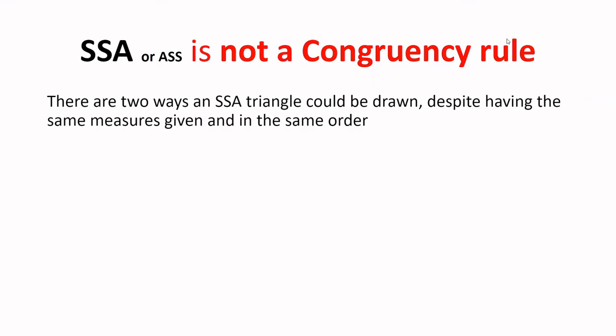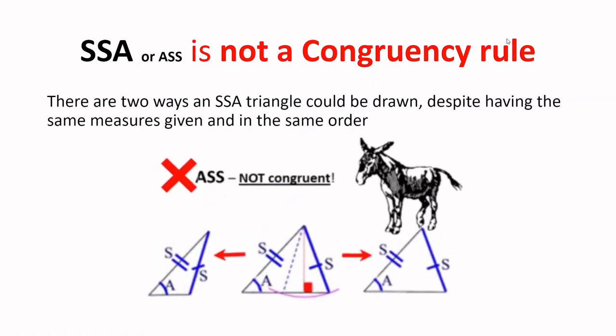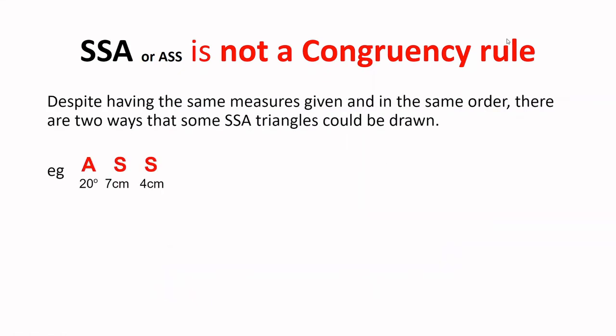Now, while AAS and ASA are both rules, SSA, or ASS, I don't even like to say it because it's kind of an insult, is not a congruency rule either. There are two ways that an SSA or an ASS triangle could be drawn, despite having the same given measurements and in the same order. ASS is not a congruency rule, and let me just demonstrate what those triangles could possibly look like.